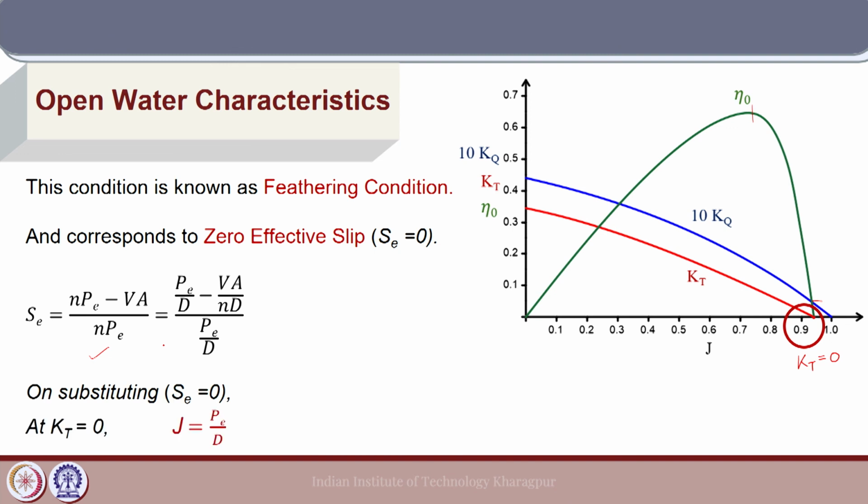So, if we substitute this, we will get at kT equal to 0, if we put the effective slip as 0, we can get the advance coefficient J given by the effective pitch by diameter at which the kT is 0. Now, the case where kq will be 0 will be slightly higher with respect to the J value, depending on the relative values of the thrust and torque generated by the blade section, if we again think of the blade section diagram for the propeller blade.